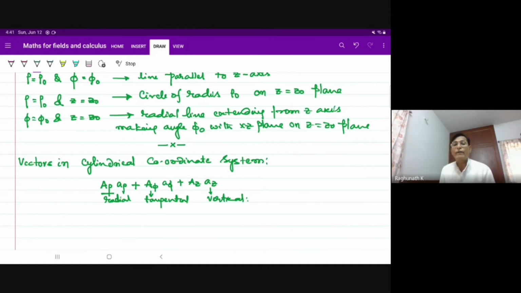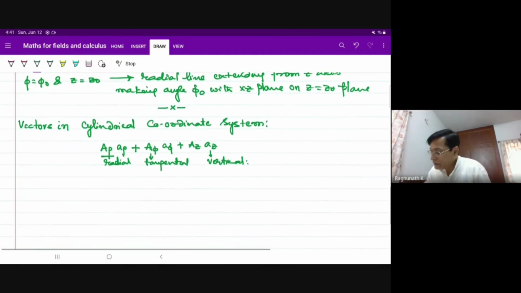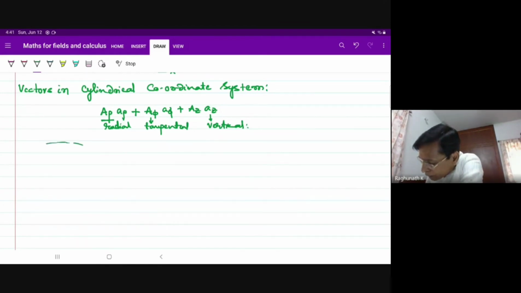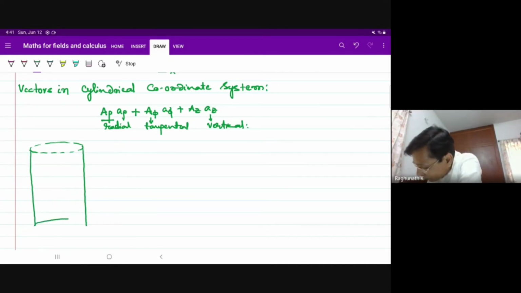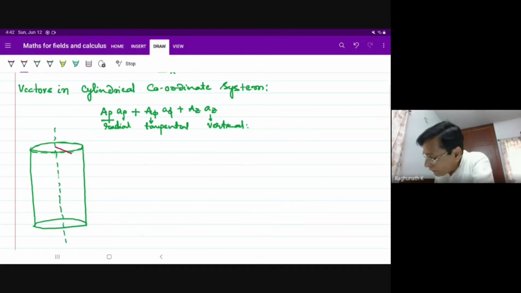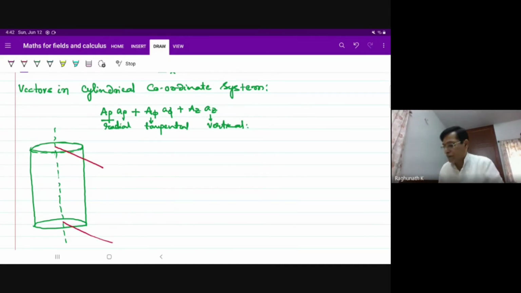Now we should define A rho, A phi, and A z. Check it now. I can go to the top figure, but let us not have a confusion over it. This is the first coordinate, radial, because of which it comes onto the cylinder. This is naturally the z-axis. It is cut by a plane making an angle phi with the xz plane, because of which you will get a line of intersection of this cylinder and the plane.